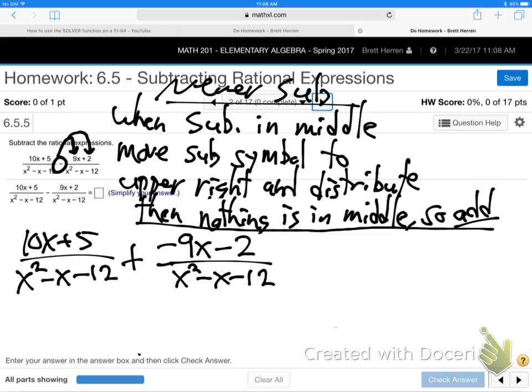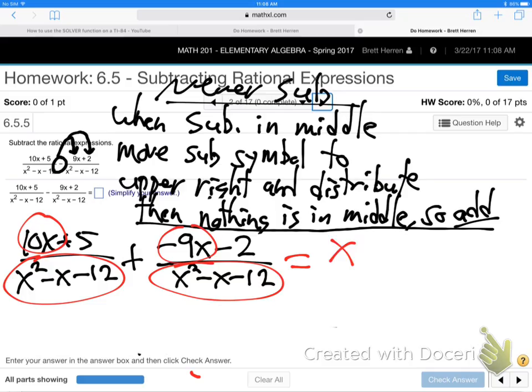All right. So with all that said and done, you know what to do at this point, right? So what do we do now? They already have the same denominator, don't they? So I don't need to really mess around in any way. I can just go 10x minus 9x is x. 5 minus 2 is 3.